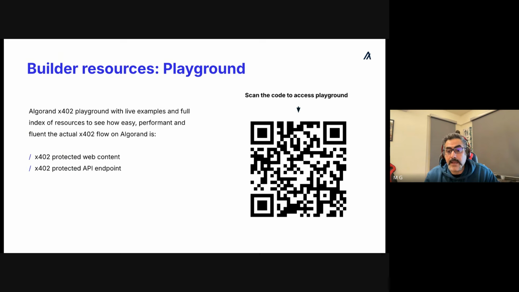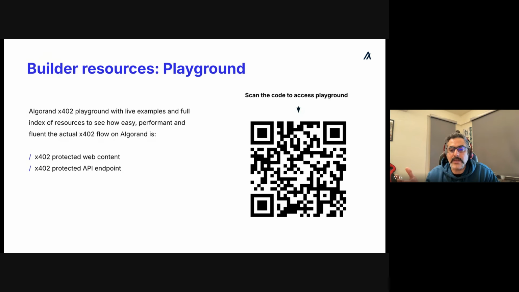And finally, the playground, if you want to first test the waters before getting wet with the actual coding. You can go there. There are two very definitive examples, one protected web content and one protected API. Simply, you can connect your Algorand wallet. It's a web interface and you pay for the stuff, a very minimal payment on testnets. Both of them are testnets, so no worries, you're not going to lose money. And there you will be delivered the actual resource.